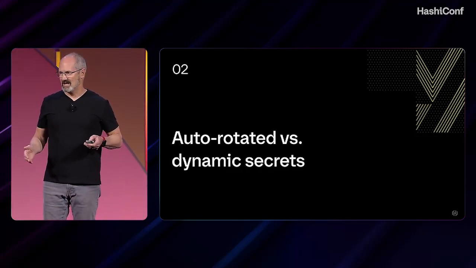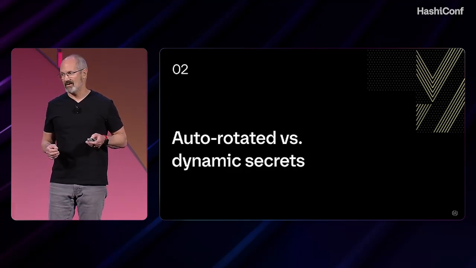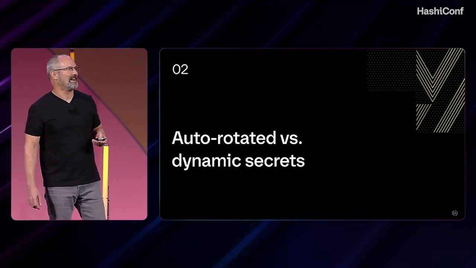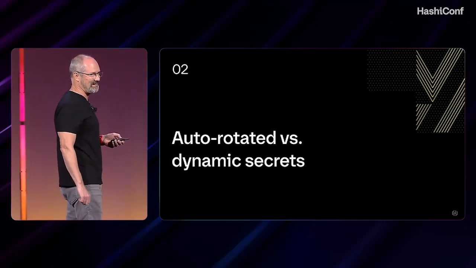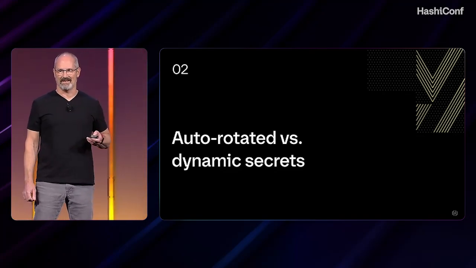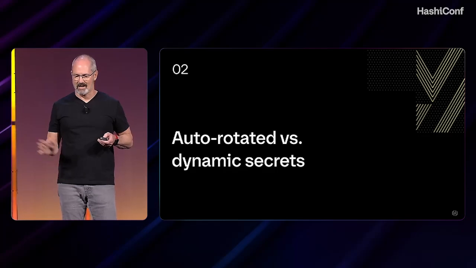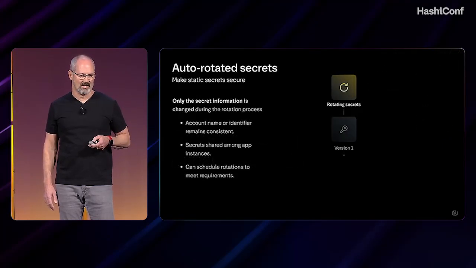These two concepts get confused or conflated a lot of times. So you'll hear people talk about dynamic auto-rotated secrets. I've read it on numerous occasions and thought, well, what does that mean? Is it dynamic? Is it rotated? What happened to it? Did it get generated just in time and then disappear? So we want to talk about what the difference is between those secrets, and learning the difference helps us identify what the best use cases are for each.